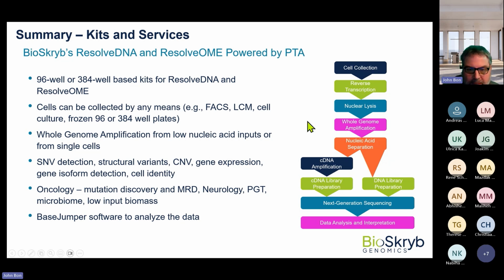Of course, there are other applications along these lines as well. I didn't talk a lot about the microbiome, but I did bring up that you could also amplify bacterial cells. We use that random primer, so we did discuss that. So you can amplify the DNA from bacterial cells and sequence it. Also, low input biomass. You don't have to have a cell at all. You could just start with nucleic acid.